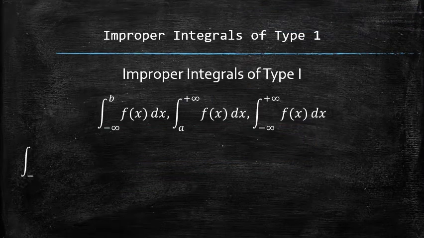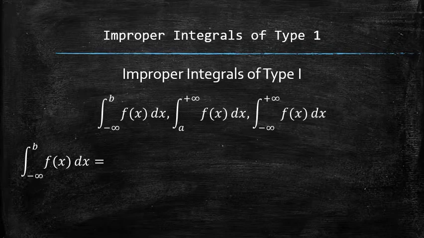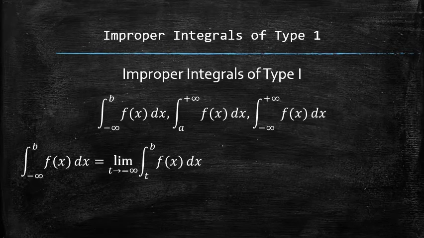Let's consider an integral with a finite upper limit and an infinite lower limit. Normally, we would have found the antiderivative and plugged the limits of integration into the antiderivative. But since the infinity is not a number and we can't plug it into a function, we replace the infinity in the lower limit with a new variable, let's say t, and set up a limit with t approaching negative infinity.